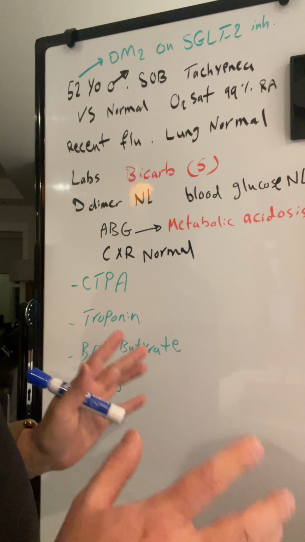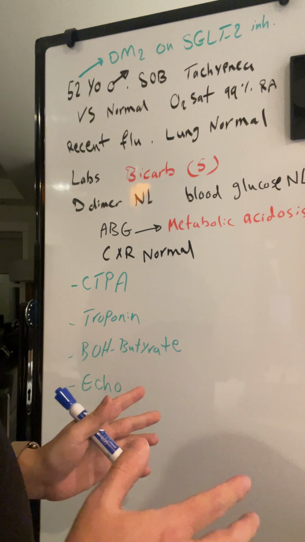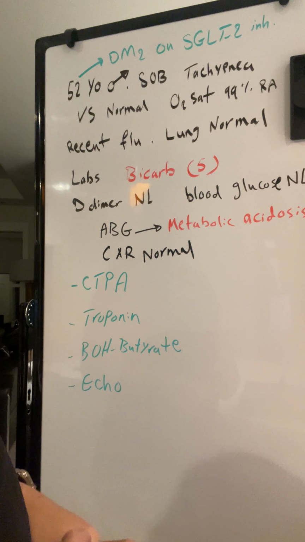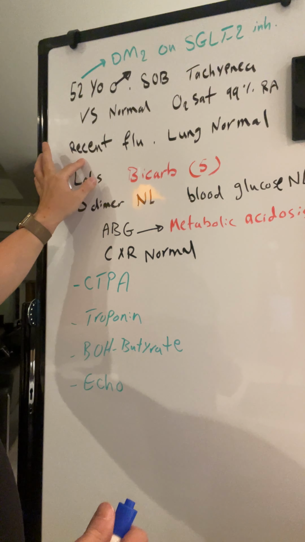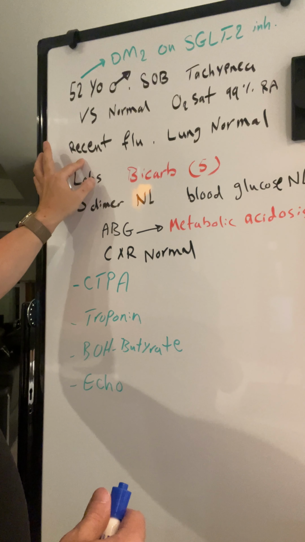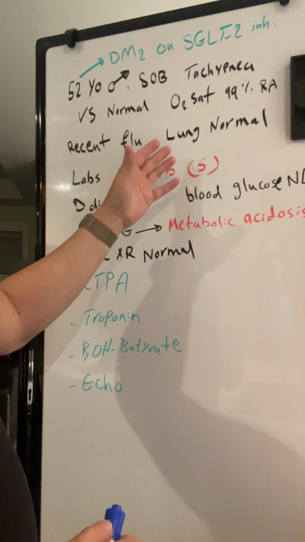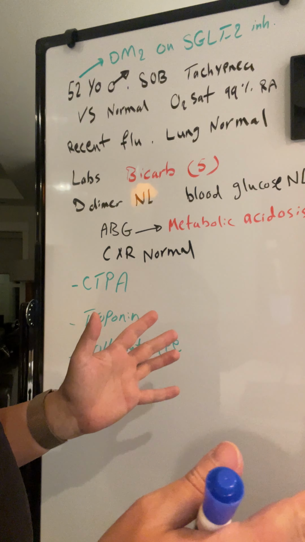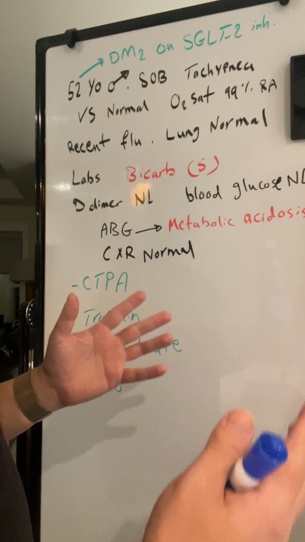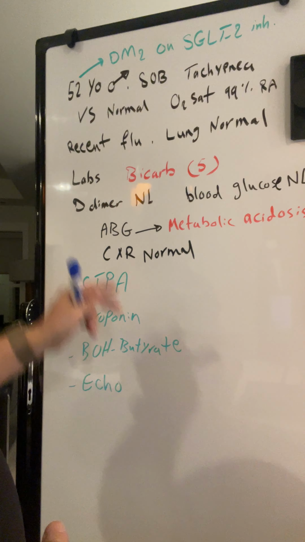And you're already like, what the heck is going on? Why is his O2 saturation 99% and he's short of breath? They tell you he had a recent flu and he's getting better. So they listen to his lungs and there are no additional sounds, normal breathing. There's no rales, there's no crackles, there's no wheezing.